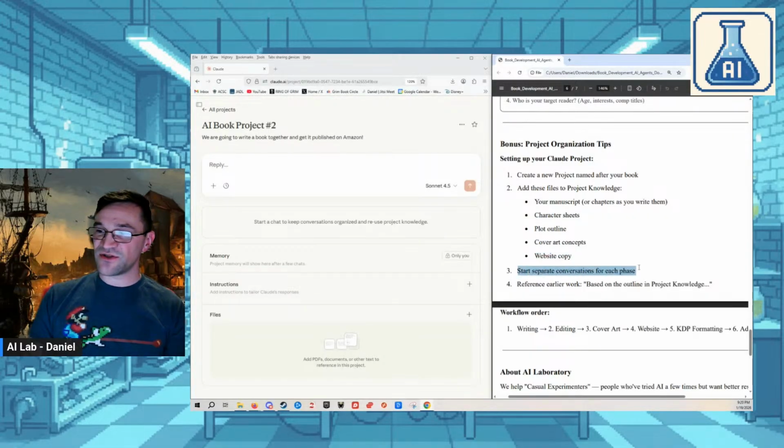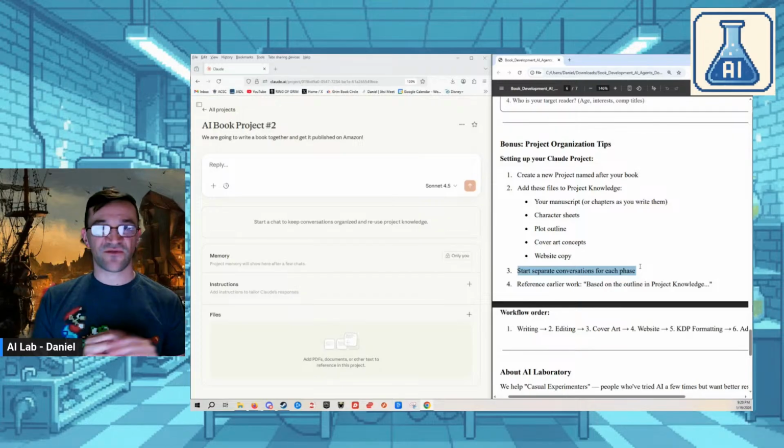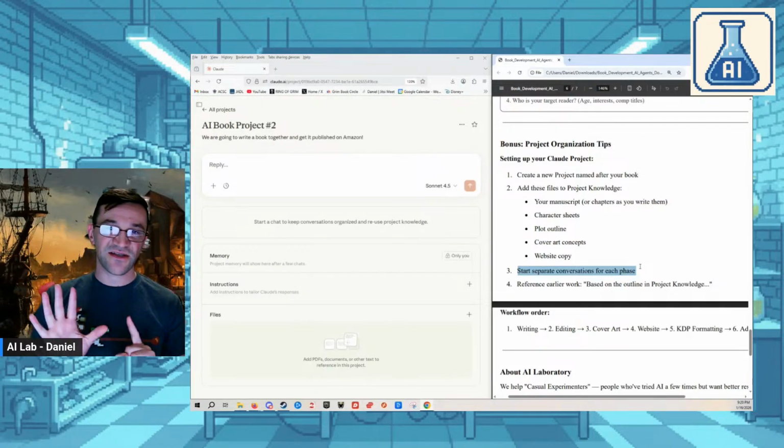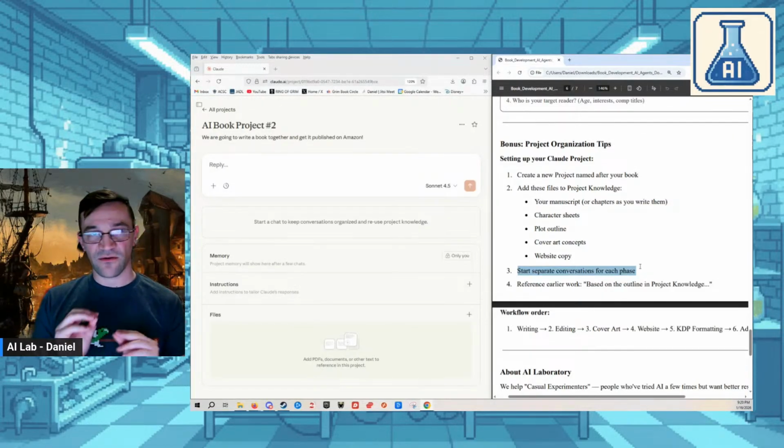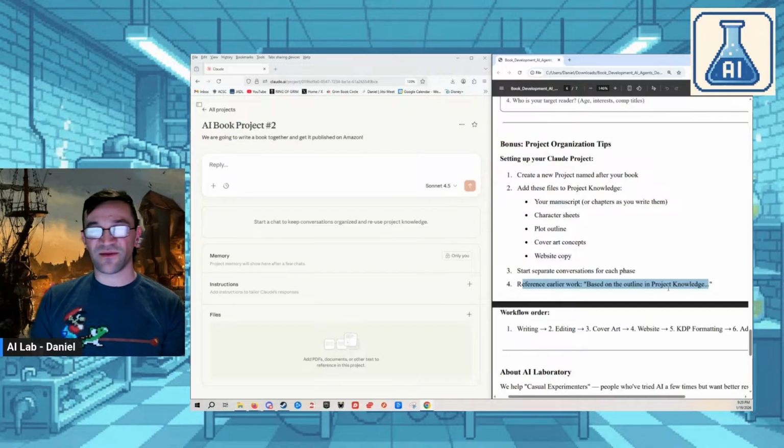So what you're going to want to do is start separate conversations for each phase. So I'm going to give you 6 AI agents, and each one will be its own specific conversation, and that'll help make it easier for you to be successful with your project. Reference early work based on the outline and the project knowledge. So you can tell it to reference this file so it'll know what it's looking for.